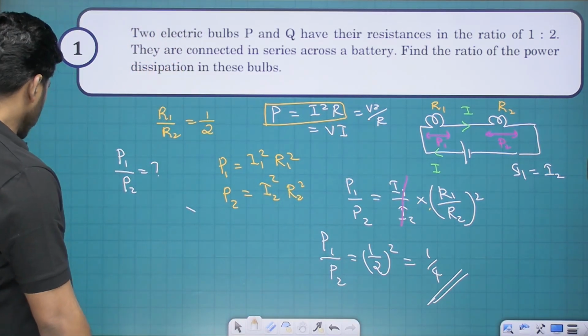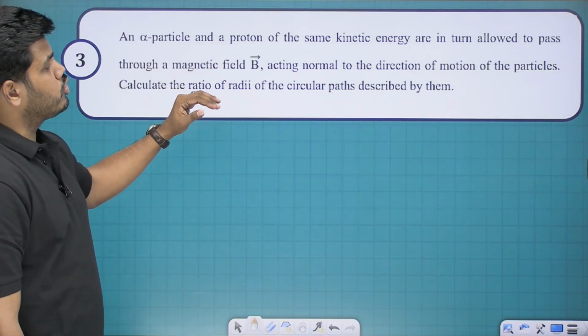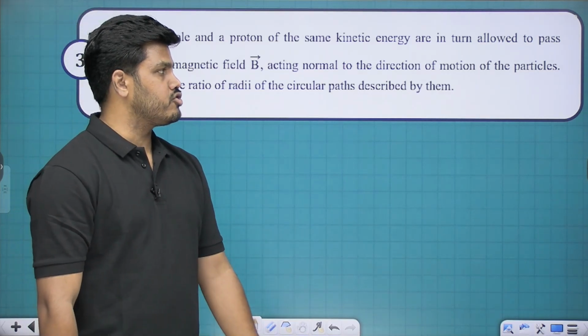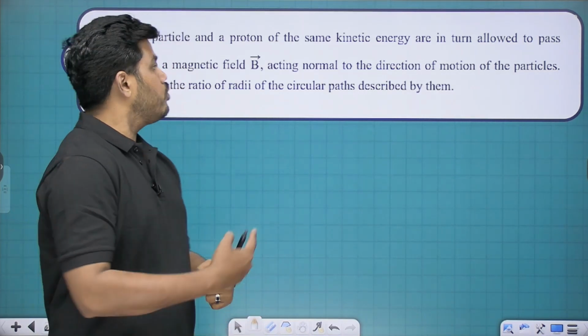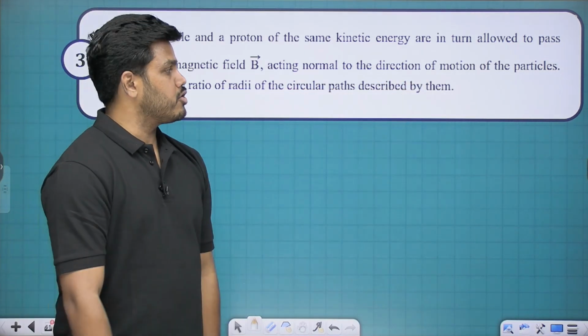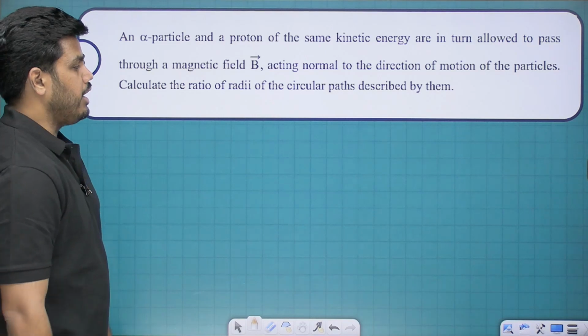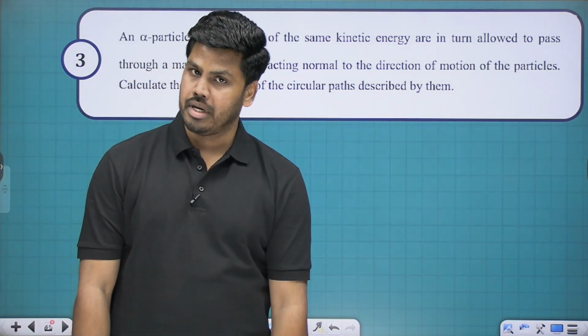Okay, moving on. Question number 3. An alpha particle and a proton of the same kinetic energy are in turn allowed to pass through a magnetic field B acting normal to the direction of motion of the particles. Calculate the ratio of radii of the circular paths described by them.